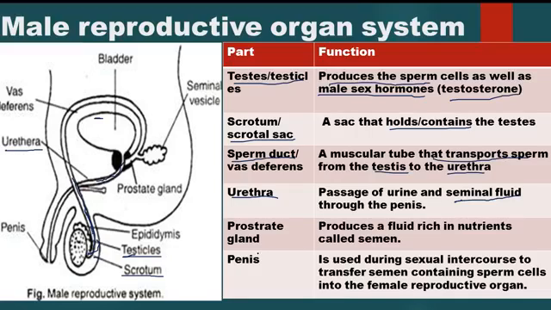Then we have what we call the prostate gland. There it is on that diagram. Now this gland is the one that secretes the fluid which is rich in nutrients. That fluid we call semen, or you can call it seminal fluid if you may.